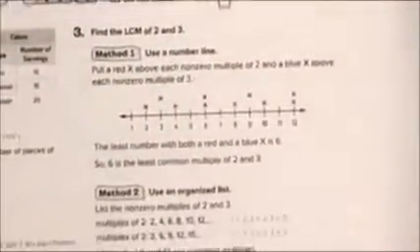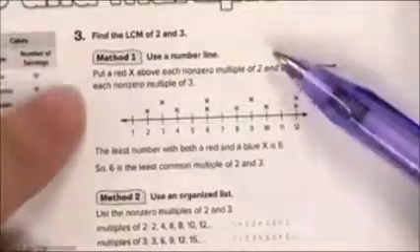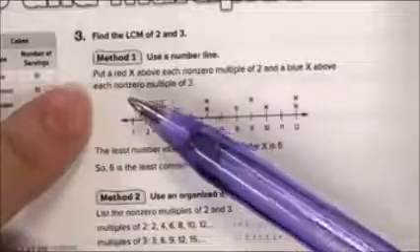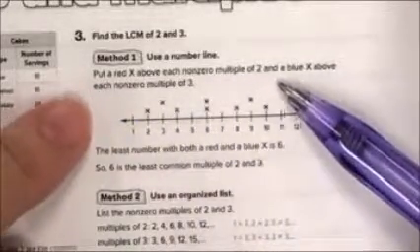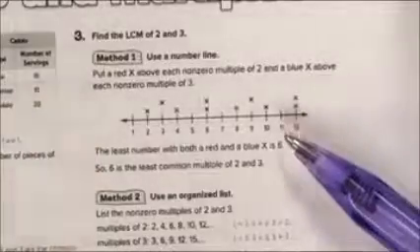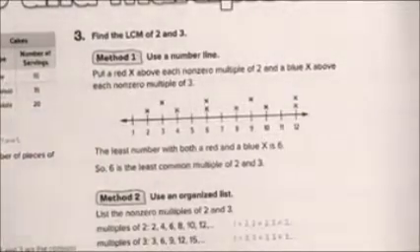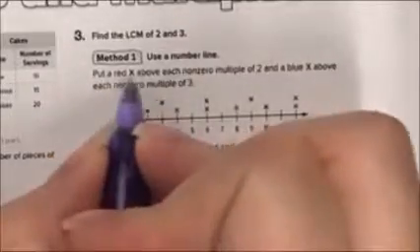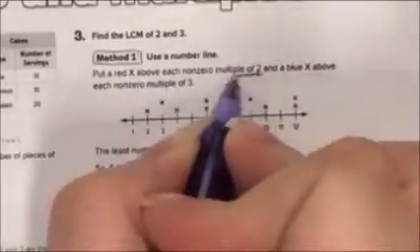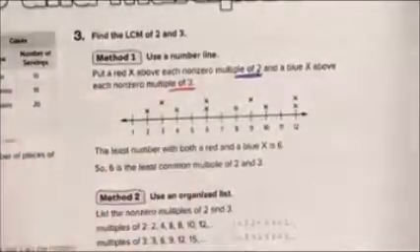Number 3 deals with the least common multiple of 2 and 3. The first method I can use is a number line. I can put an X above each non-zero multiple of 2 and a different color X above each non-zero multiple of 3. So I'm going to use purple for 2's.